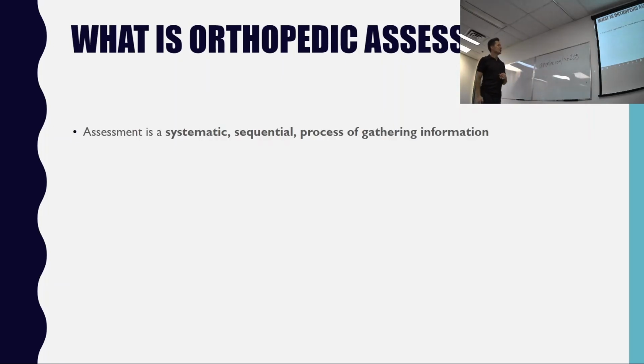So now, as we go through this, these terms are almost certainly going to be on your midterm. Understanding that orthopedic assessment is a systematic, sequential process of gathering information. It's systematic and sequential. That is probably the most important thing to remember about orthopedic assessment.